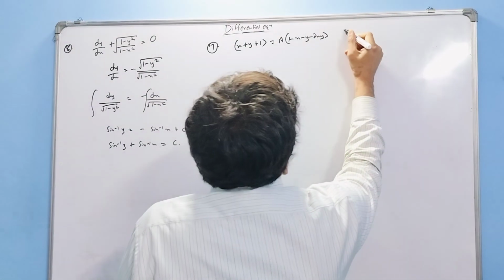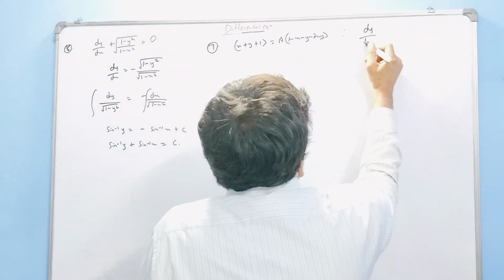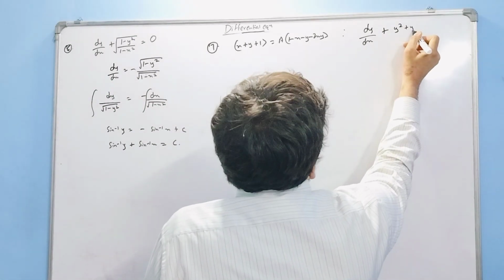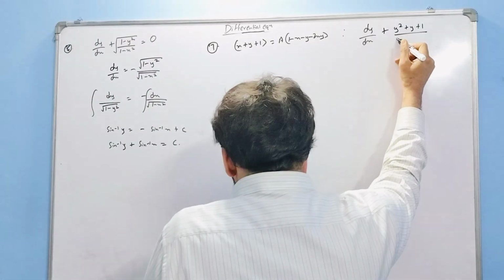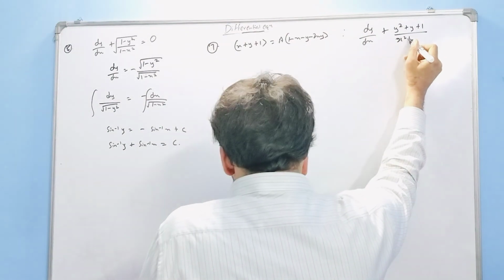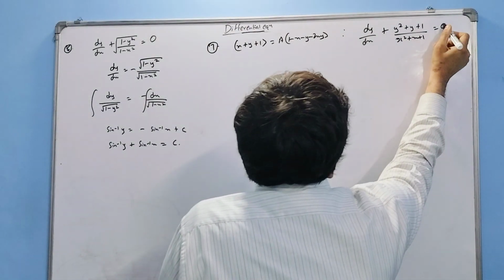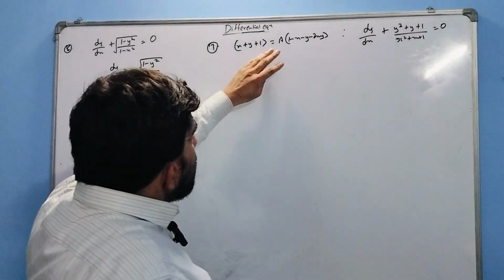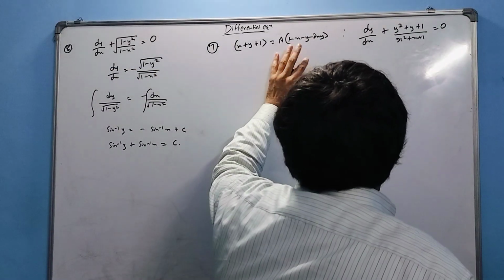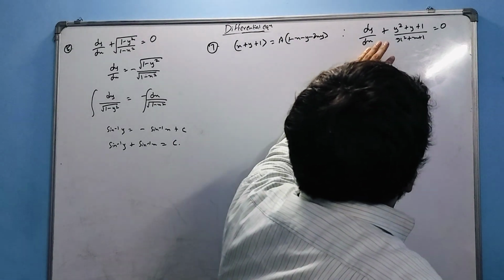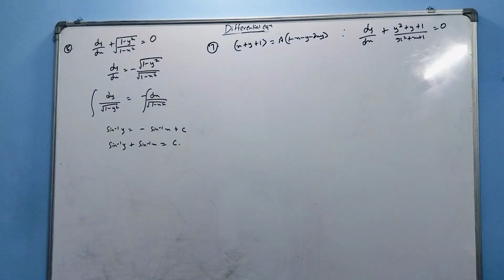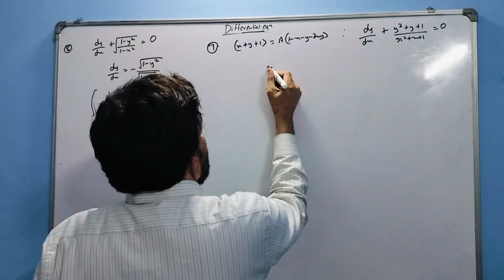The differential equation is dy upon dx plus (y square plus y plus 1) upon (x square plus x plus 1) is equal to 0. So we need to prove that this is a general solution of the given differential equation. So this is the 7th question. Let us see how we can do it. Now let us try to solve this differential equation.